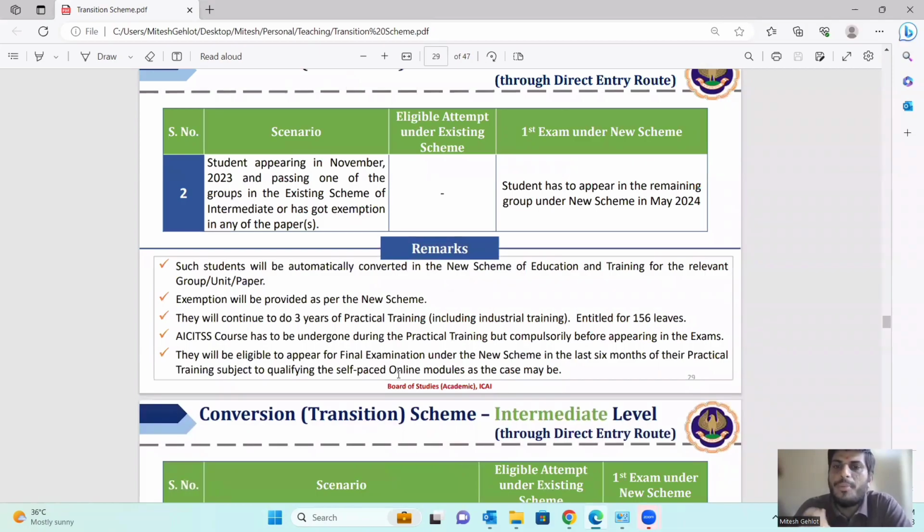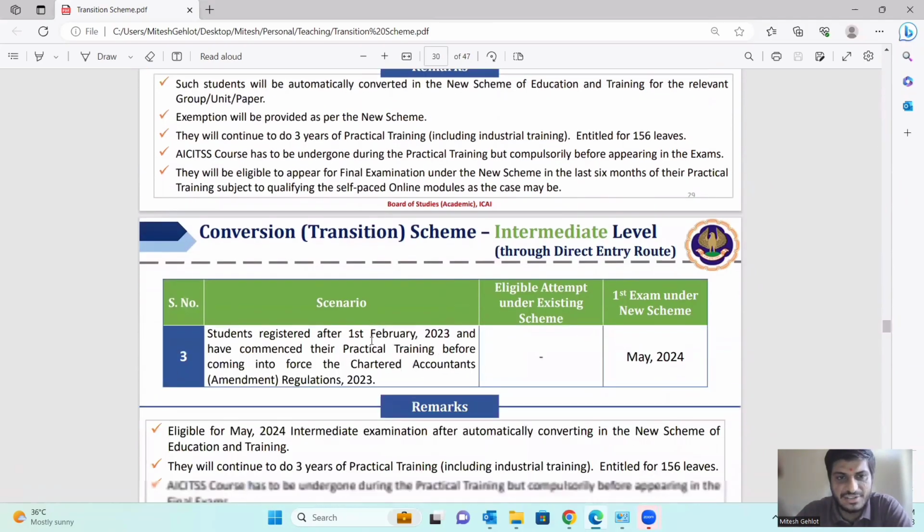Then everyone will be automatically converted into the new scheme, and they will be writing the examinations in May 2024. Those who have cleared any group under the existing scheme will get some exemption under the new scheme as well. The same thing applies: you have to complete your 3 years of articleship period, as I was discussing in the first scenario.